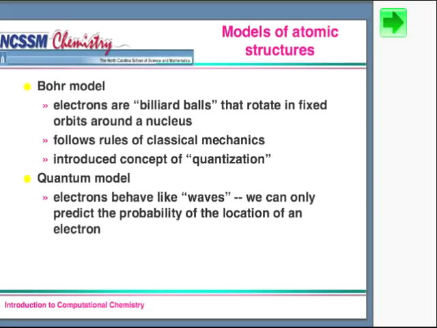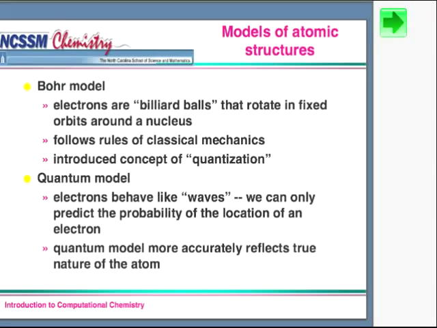You have these waves. And in a quantum model, we can only predict the probability of the location of an electron. So if you can imagine, if you were able to follow one molecule of water in the pond, as soon as you think you know where that molecule of water is in a particular ripple, it has moved to some other place. So we really can't know where the molecule of water really is, but we can do a pretty good guess of where it might be at any given time. And the quantum model more accurately reflects the true nature of the atom.